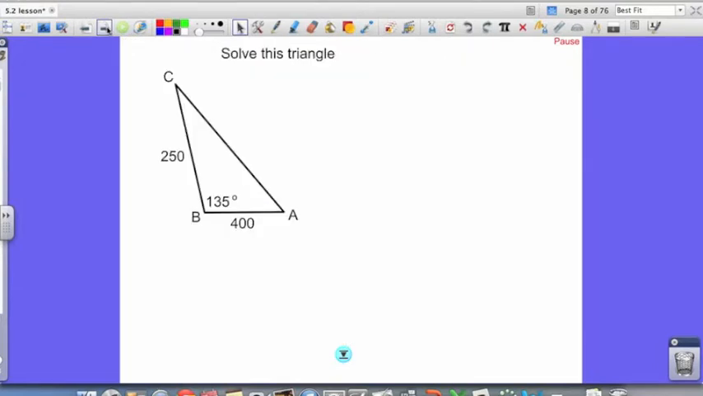All right, I would like you just to solve this triangle. So hit pause, solve the triangle, and when you're ready, come back. I guess this is the welcome back time, or maybe you just blew right through it.